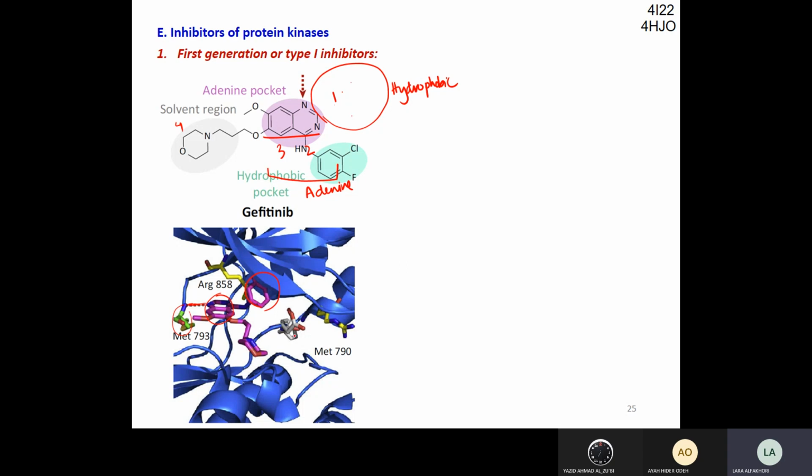Okay. Here's, let's say, the DFG motif. Now because from this angle I'm looking, it appears as if the aspartic acid is away, but actually if you rotate yourself and look from here, the aspartic acid will appear as if it's pointing towards, let's say, the adenine binding pocket. Its conformation is actually a DFG in.